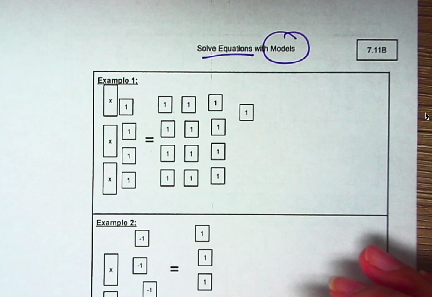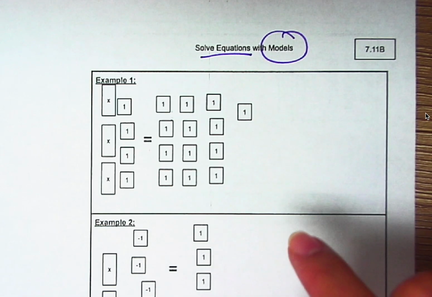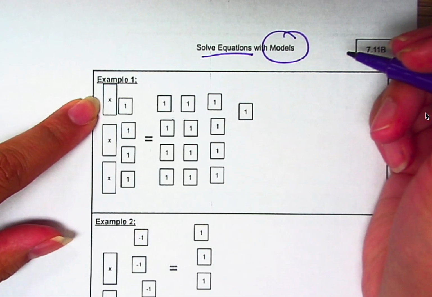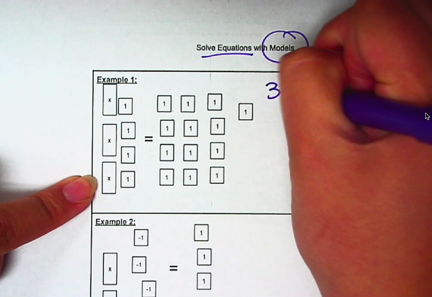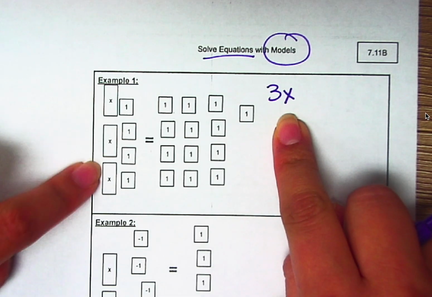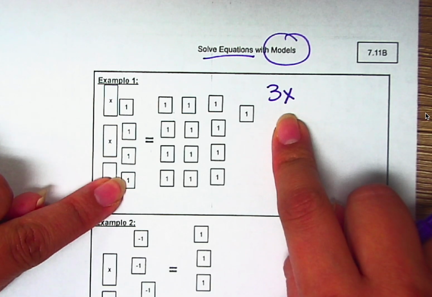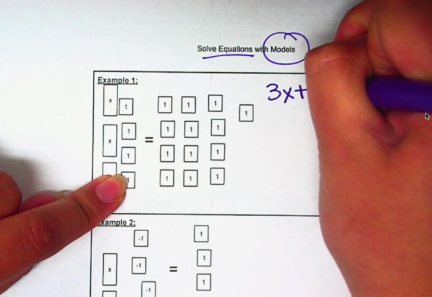So let's see. If we're looking at this picture, it says what does the picture mean in numbers? So we have to count the numbers first. How many x's there are? 1, 2, 3. So you're going to write 3x. Write that 3 in front of the x. Okay, the next one is ones. Count them 1, 2, 3, 4. Those are going to be positive ones, right? So there's 4.